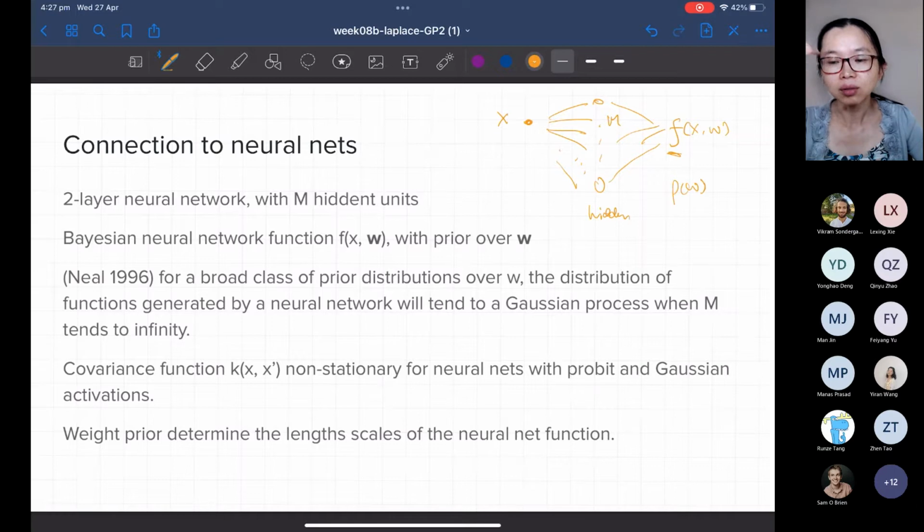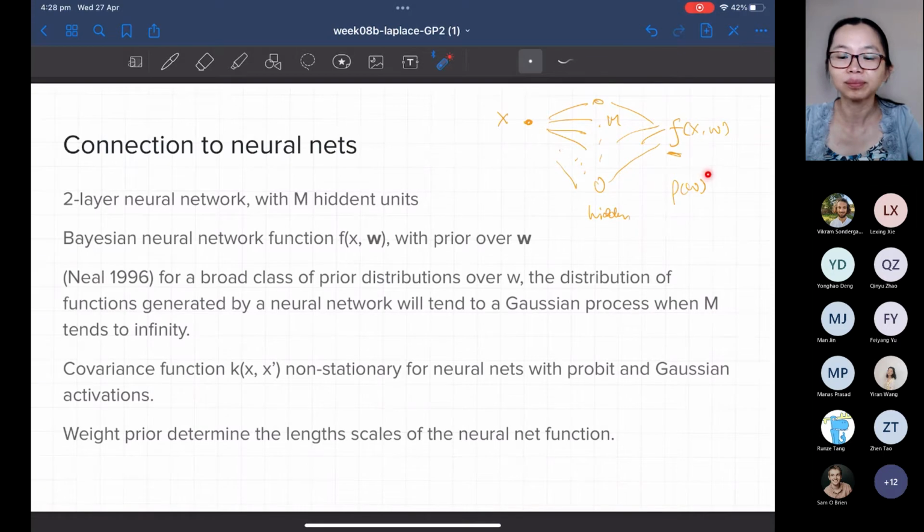There are lots of fundamental results here that were established over 20 years ago. Radford Neal in 1996 showed that for a broad class of prior distributions, or p of w, the distribution of functions generated by a neural network, so f of x, will tend to a Gaussian process when m is infinitely wide. So this is an interesting statement.